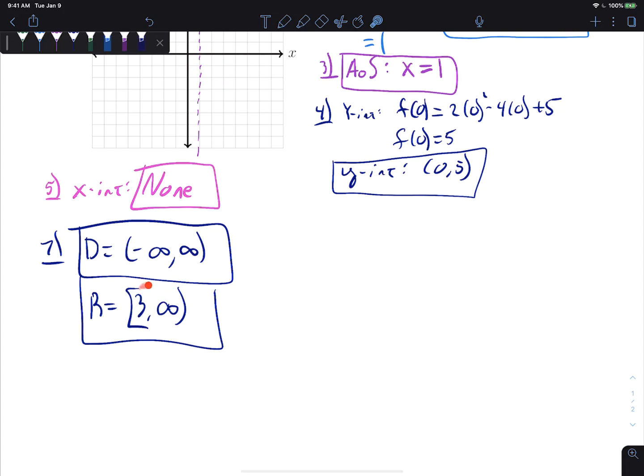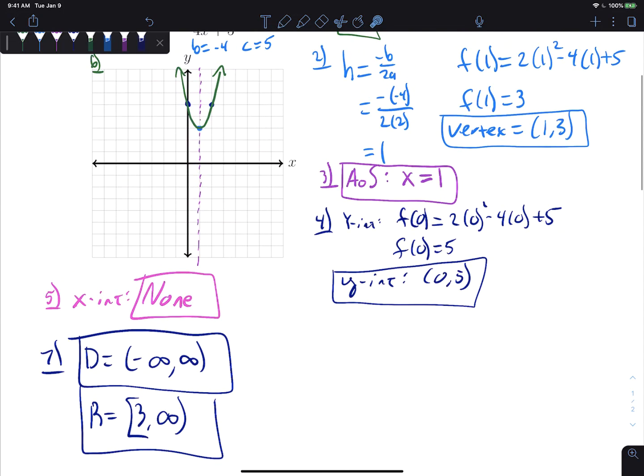By the way, notice that 0 does not exist between 3 to infinity. That's another reason why there is no x-intercept. So only if the range includes 0 somewhere in it will you ever have an x-intercept. And also remember, you will always have a y-intercept because 0 is included in negative infinity to infinity.